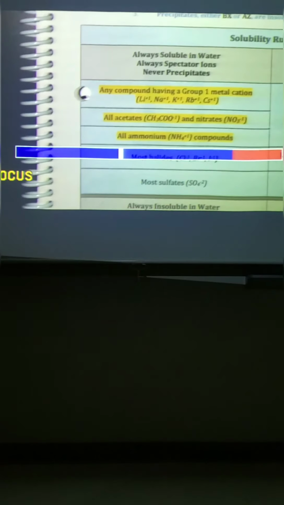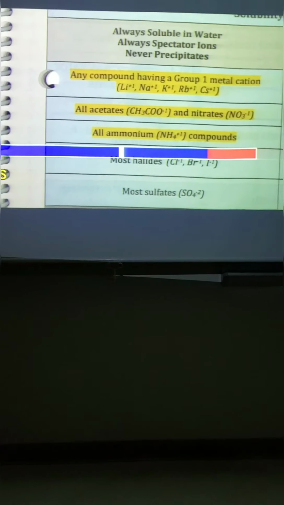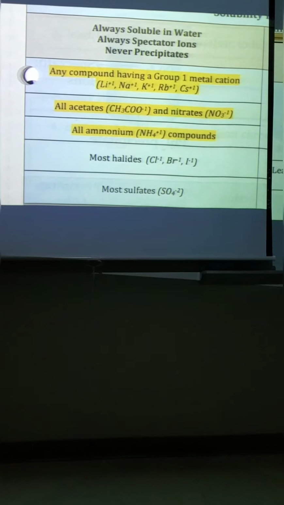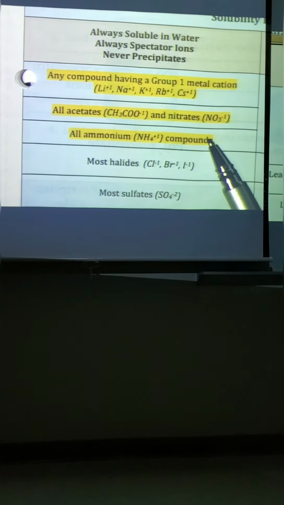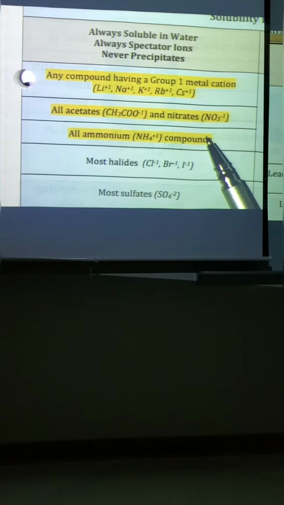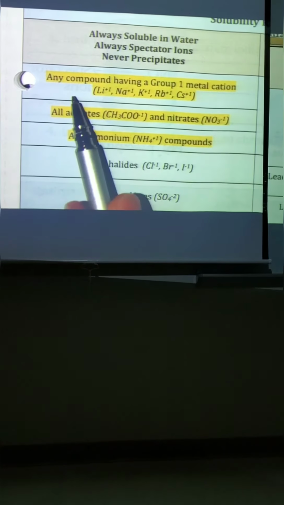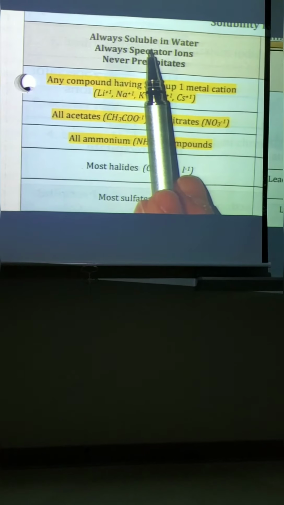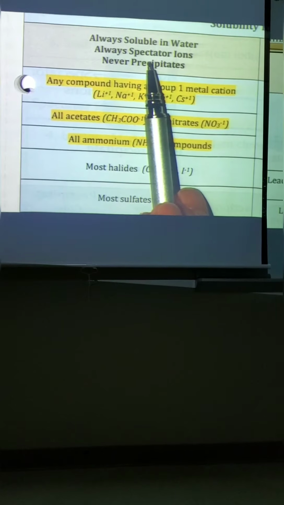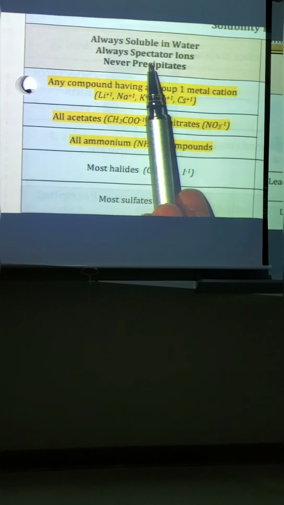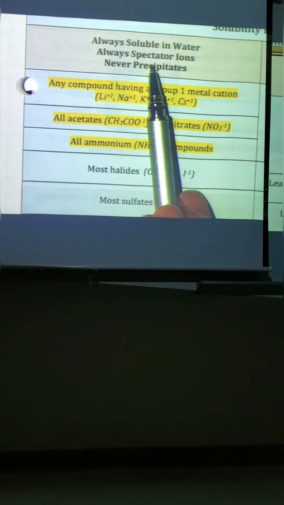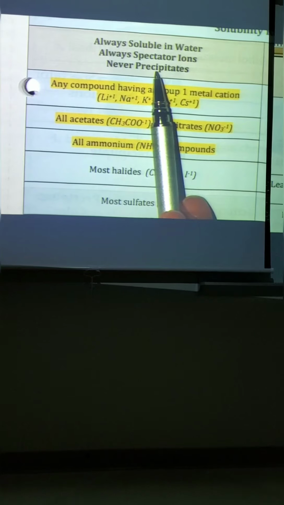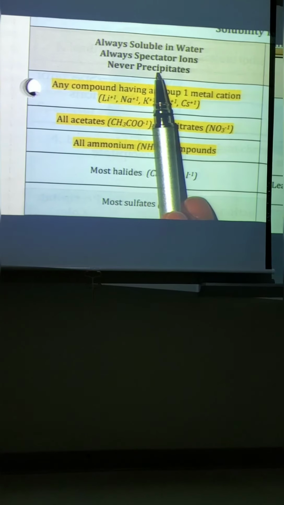So as we look in this first little category here, everything in yellow is well behaved. That just means that they're never, ever going to precipitate. So if you have any metal cation from group 1, you'll always be water soluble, always be a spectator ion, meaning in the reaction you're going to watch, you're not going to participate, and you're never going to precipitate. Precipitate's just another fancy word for insoluble solid.